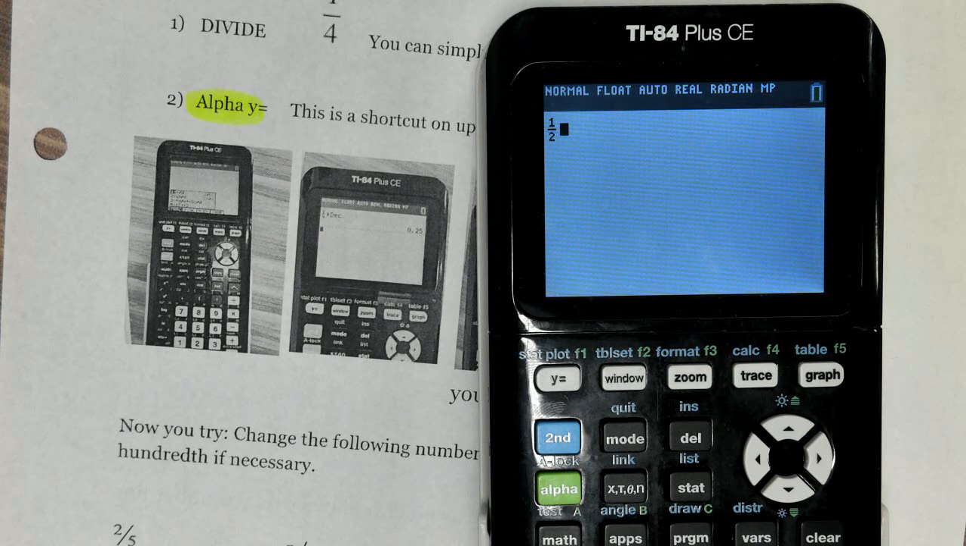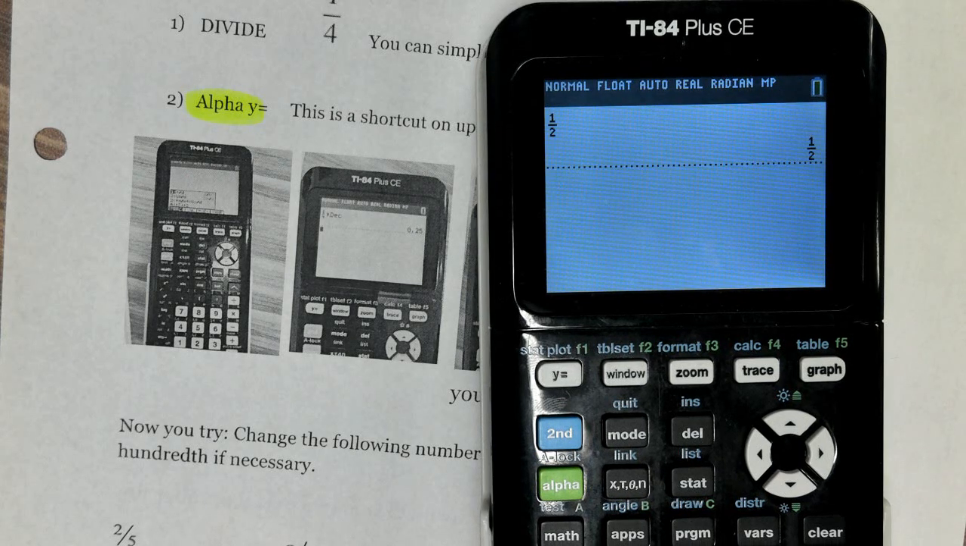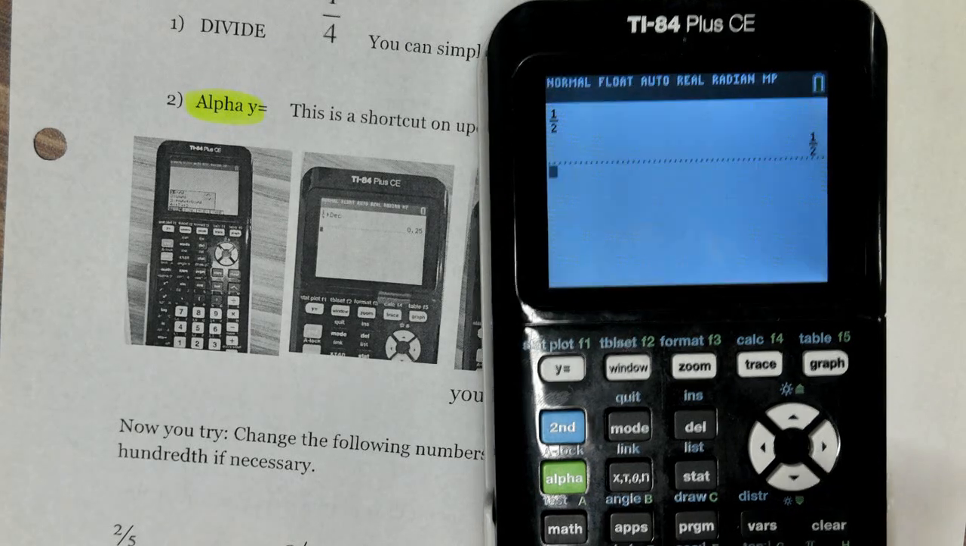If you push enter, your calculator's like, okay, 1/2. Watch, it's not going to do anything. Hit enter. Calculator's like, cool, you put in a half. So we have to tell it what we want it to do. We want to make this number into a what? Decimal. Yes?